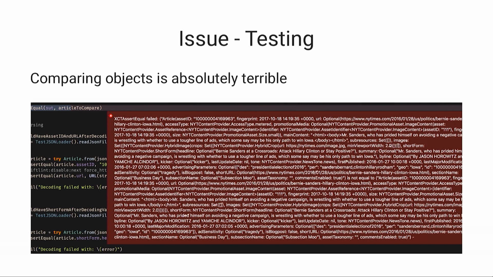Another issue that is very common if you do testing, and I saw in the previous talks that everyone here did testing at some point. So this is Xcode comparing two articles. That is the message if they are not equal. I would like to wish you good luck understanding what is wrong. So this is not something we want. This is absolutely terrible. So what can you do about this?